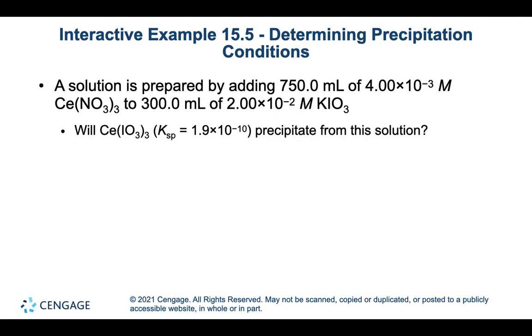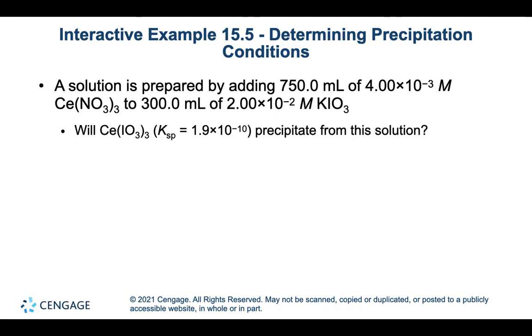Now, one might just look at the concentrations of KIO3 and cerium nitrate and just start multiplying them together to get your QSP. However, you would be overlooking the fact that adding 750 milliliters to the other 300 milliliters, both of these solutions are going to change each other's molarities by mixing.